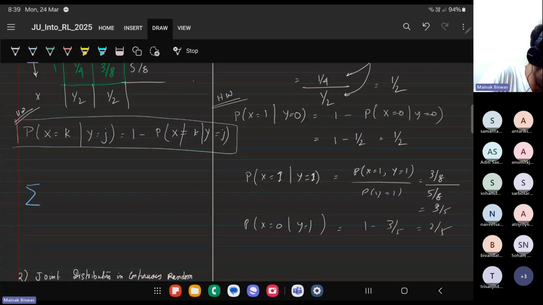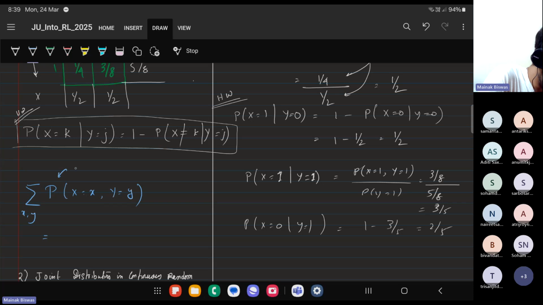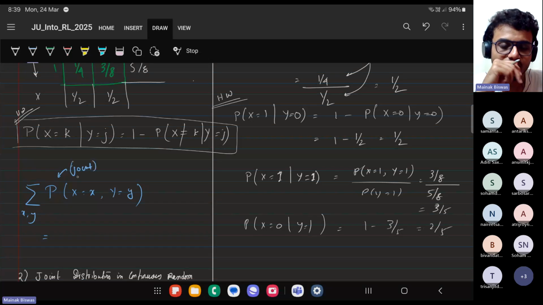For example, just as a recall, for a revision, the probability of x equal to x and y equal to small y, summed over all x comma y, what is this going to be? Can you tell me what it should be? So this is for the joint distribution. We have seen it for this example as well, and we have proved it as well. But just to keep in mind, what should this be?